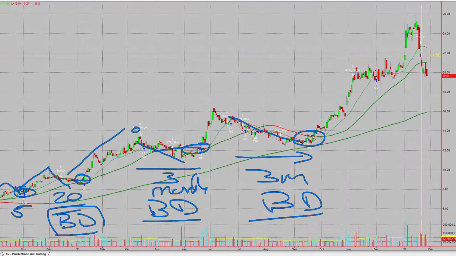You had maybe 5, 7, 8 days to do something. It then rested there. It rallied, paused a little bit. So maybe you've got 2 weeks to get a trade on. See what I mean? You don't have to stress over micromanaging the entry.